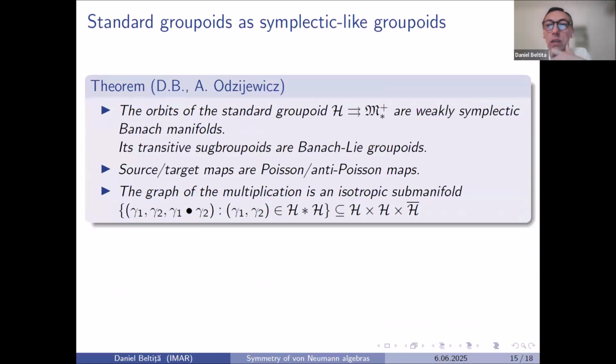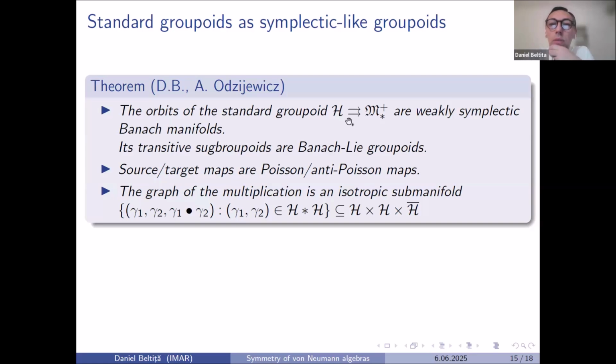Now, I would like to say that this groupoid has even more structure that I don't have enough time to explain. The orbits are weakly symplectic as this comes from the other groupoid. The groupoid is a kind of disjoint union of transitive groupoids in the sense that they act transitively on the base, and which are Banach groupoids.